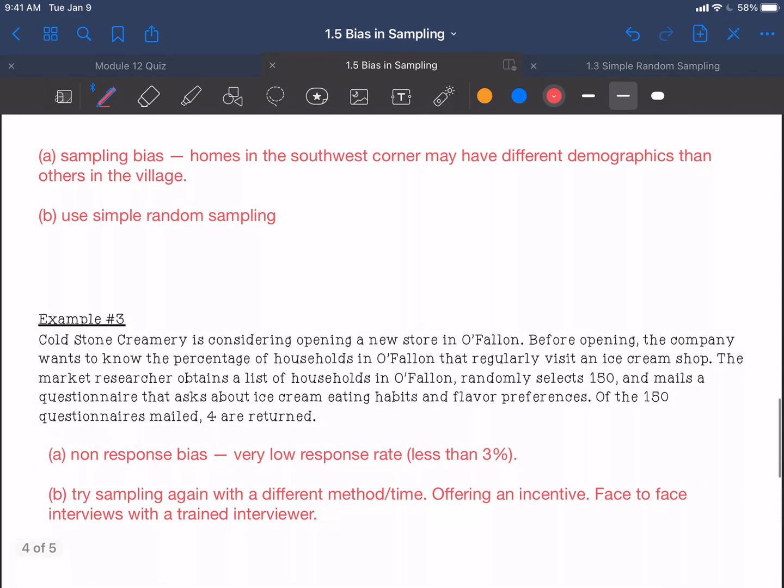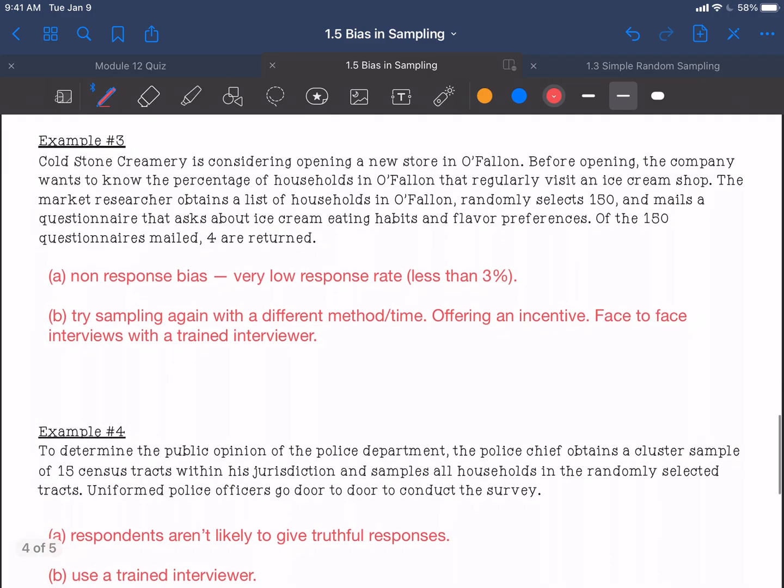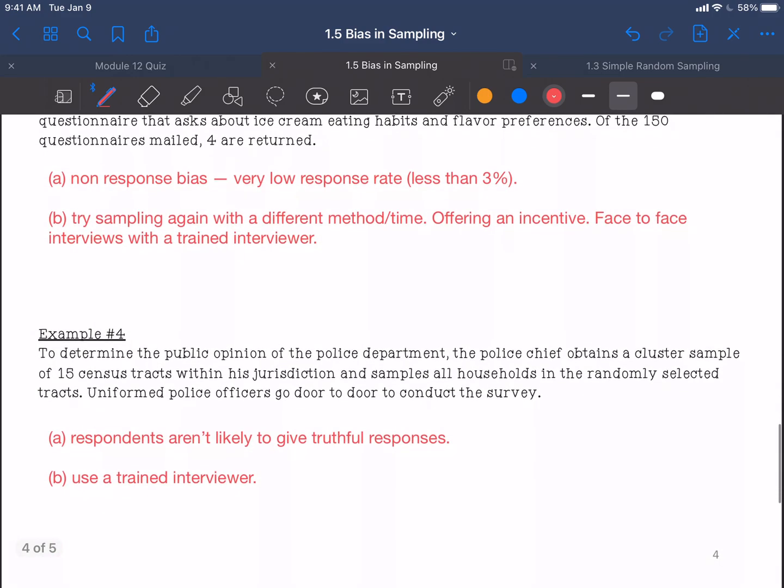Let's see. We got sampling bias, non-response bias. For this one, the respondents aren't likely to give truthful responses. One, it's a police officer coming to their house, and that might be a little intimidating. So they won't be quite sure how to answer the questions, and they're answering a question about the police department. So they might be a little persuasive. So this would be a response bias.